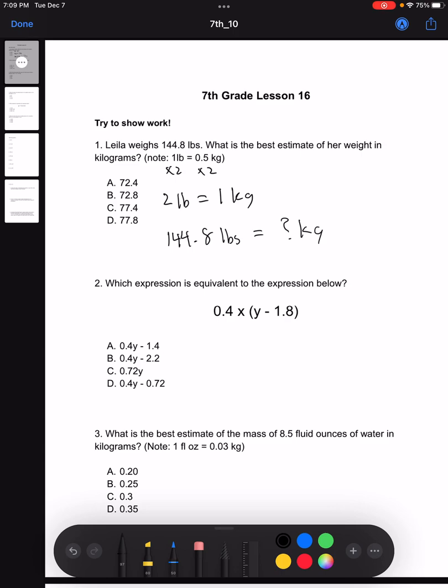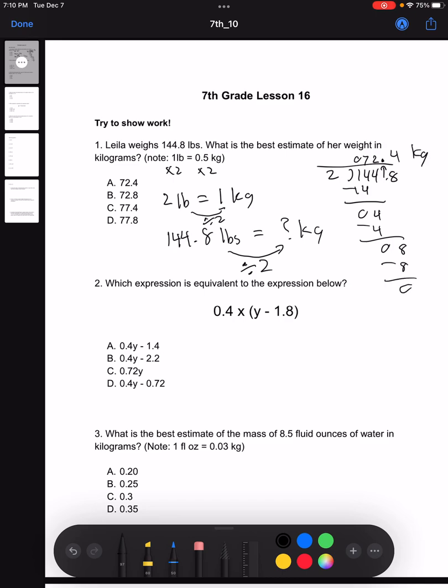Well, to do this, what we can do is divide her weight by 2 in order to convert it to kilograms. Remember that we know that 2 pounds is equivalent to 1 kilogram. So to get from pounds to kilograms, what we need to do is divide by 2. So doing that, 144.8 divided by 2, we will get 14, 0, bring down the 4, 2. And now remember, when you're dividing a decimal number, the decimal will move up into the answer. So we would put a decimal point after the 2. So our answer ends up being 72.4 kilograms, making our answer A.